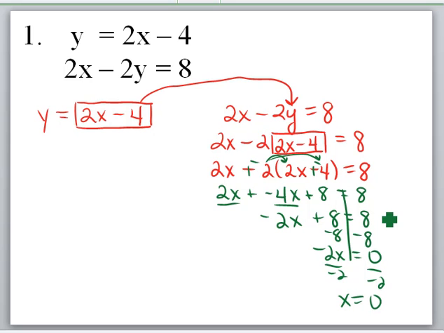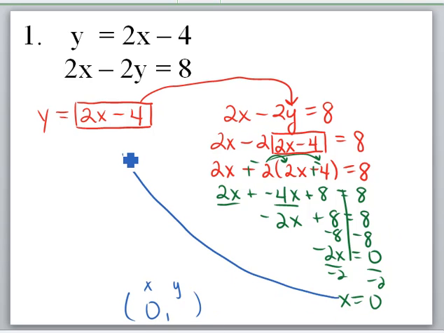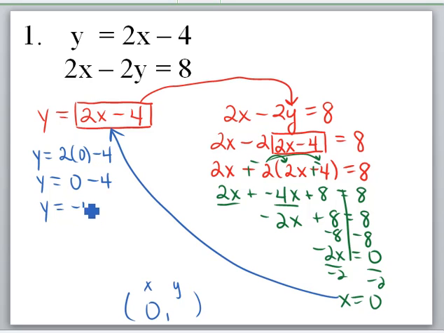The last step is to take this and plug it back in. Why are we doing that? Because if we're going to have a solution, it should be an x-y ordered pair. So I have the x part is 0. Where am I going to plug this back in? I like to do this whole circle type thing. So I'm going to take and plug that 0 back in up here. So I get 2 times 0 minus 4. So I replace my x with 0. That gives me y equals 0 minus 4. So I get y equals negative 4.